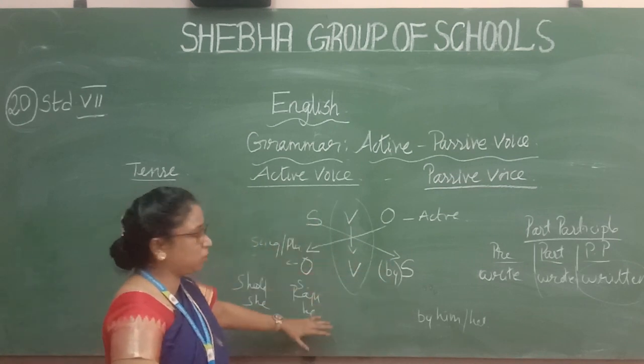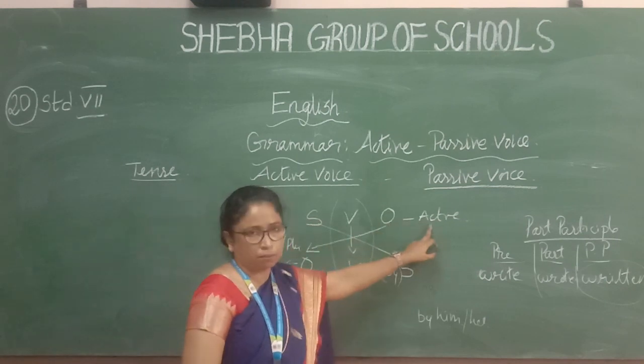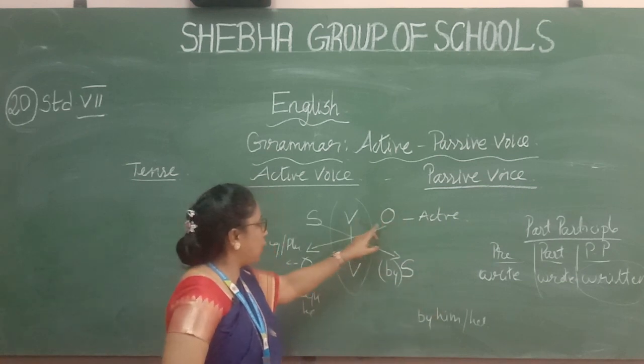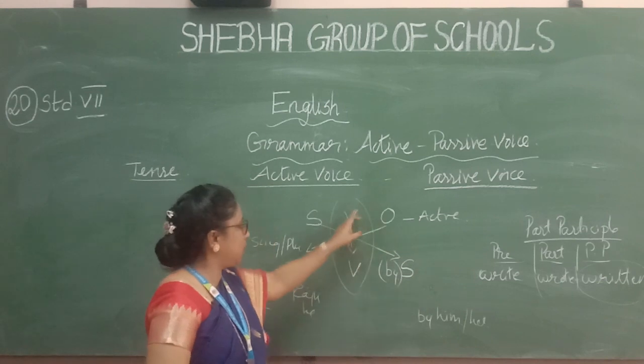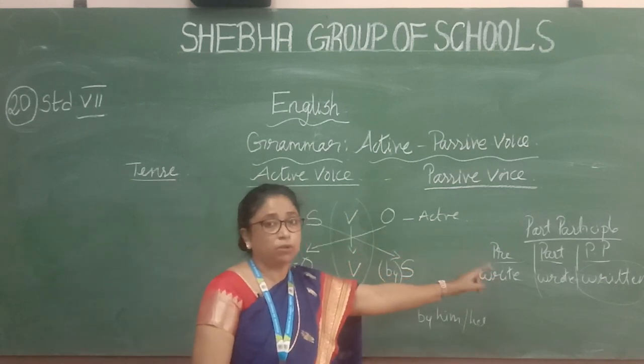In the first part I told you, again I repeat: subject, verb, object will be in the active voice. When changing it to passive voice, you bring the object to the subject part, then the subject will go to the object part, and the verb will change to past participle. Okay, how to change to past participle?